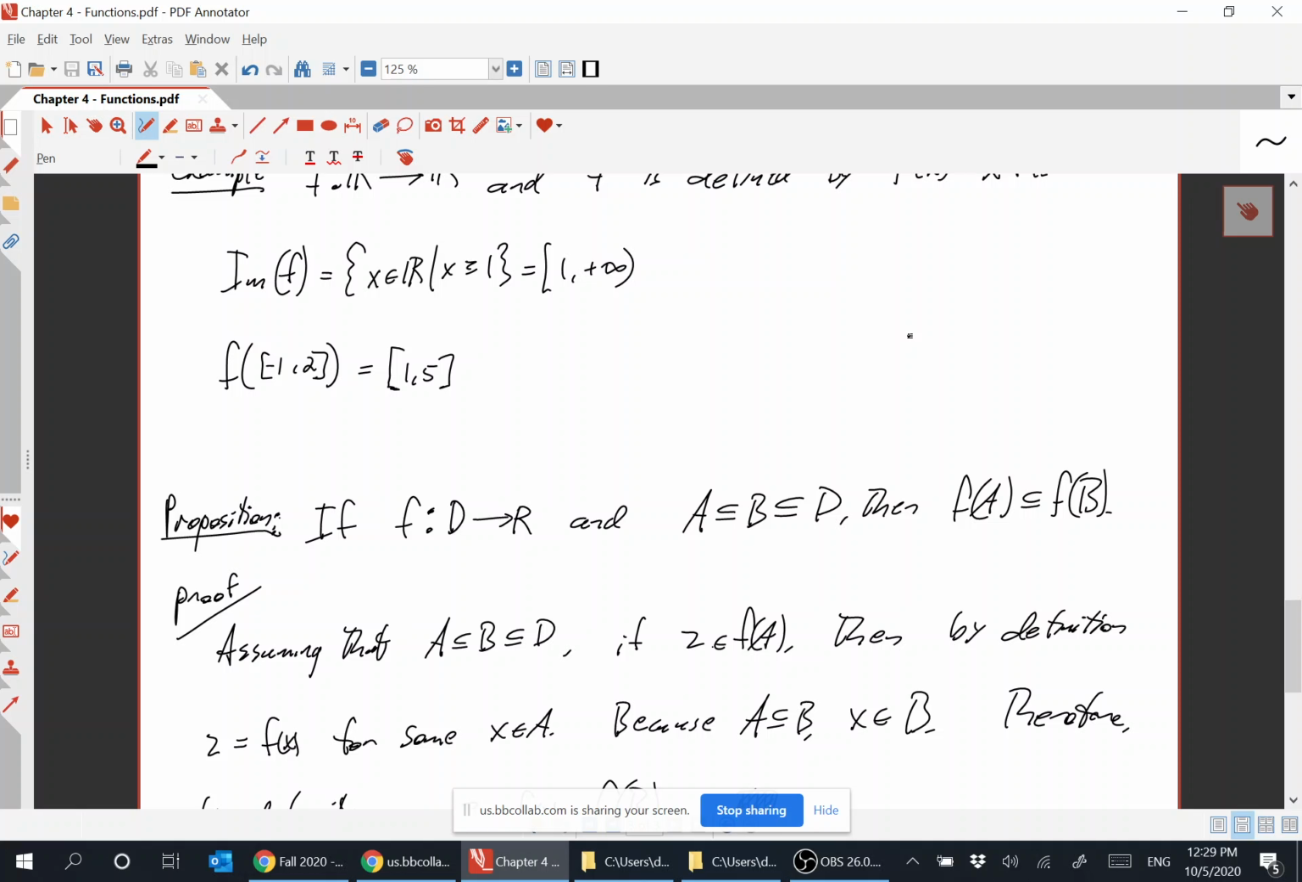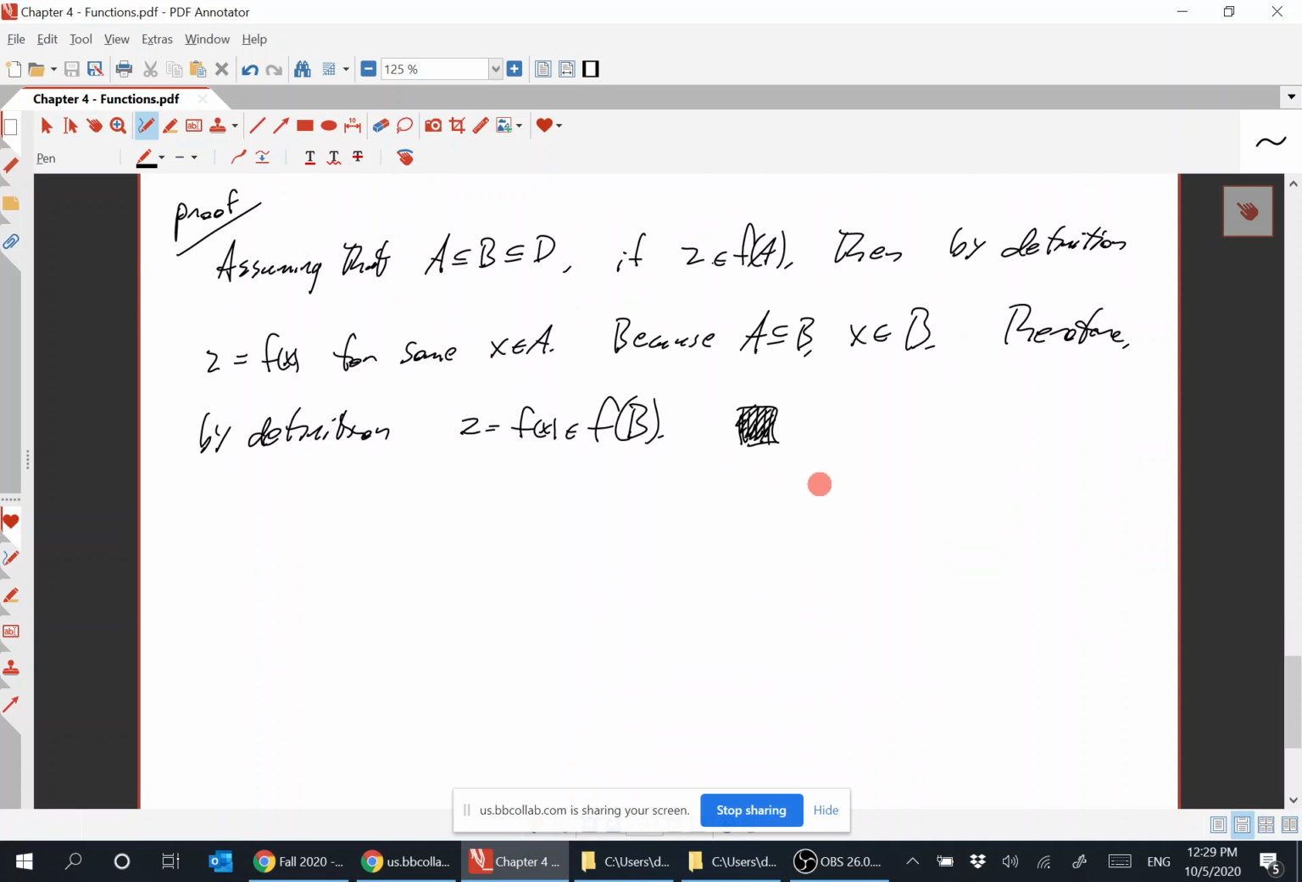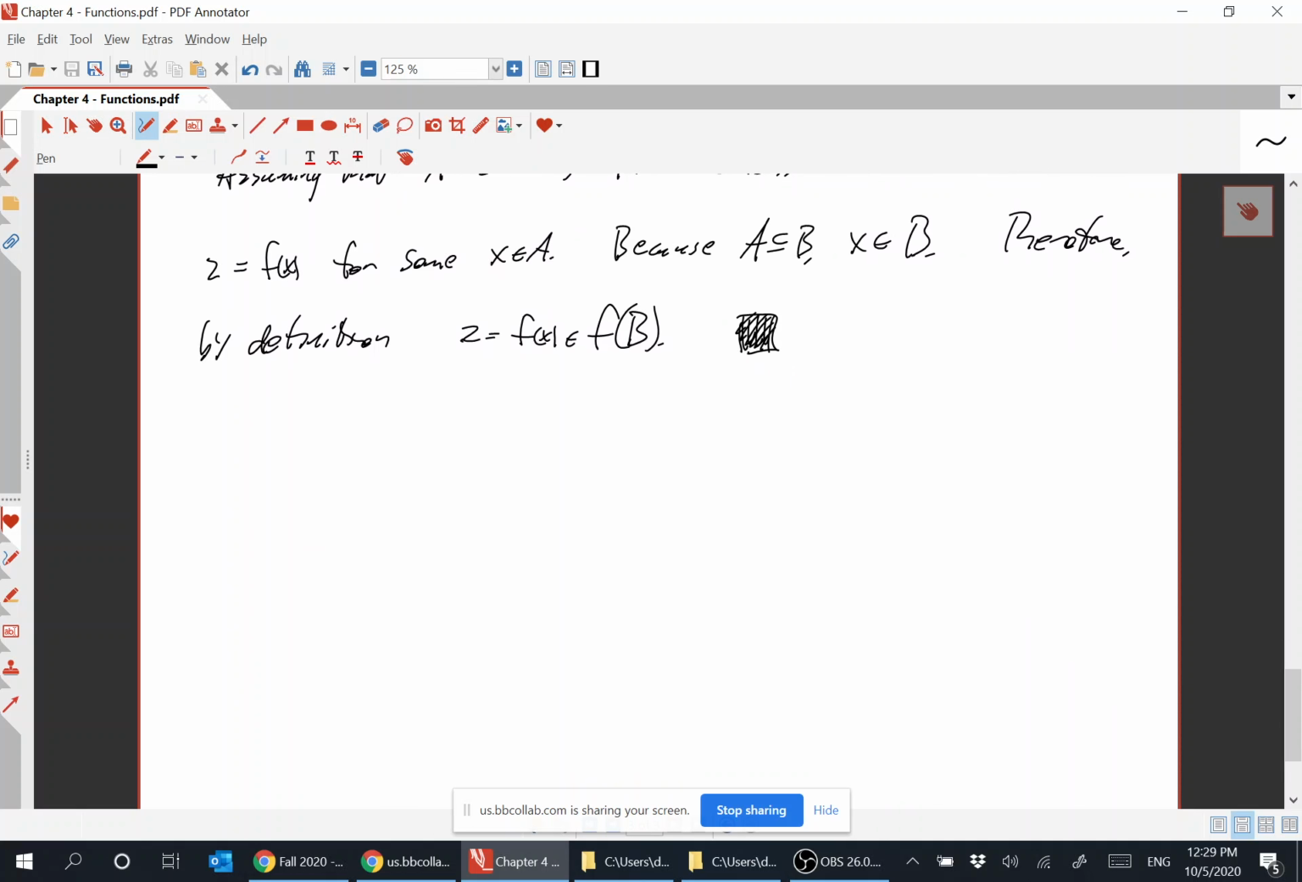So here's a proposition, and we proved this last time. If f is a function from D to R and A is a subset of B, which is a subset of D, then f of A is a subset of f of B. And we did a proof of that, and that's where we left off last time. All right.